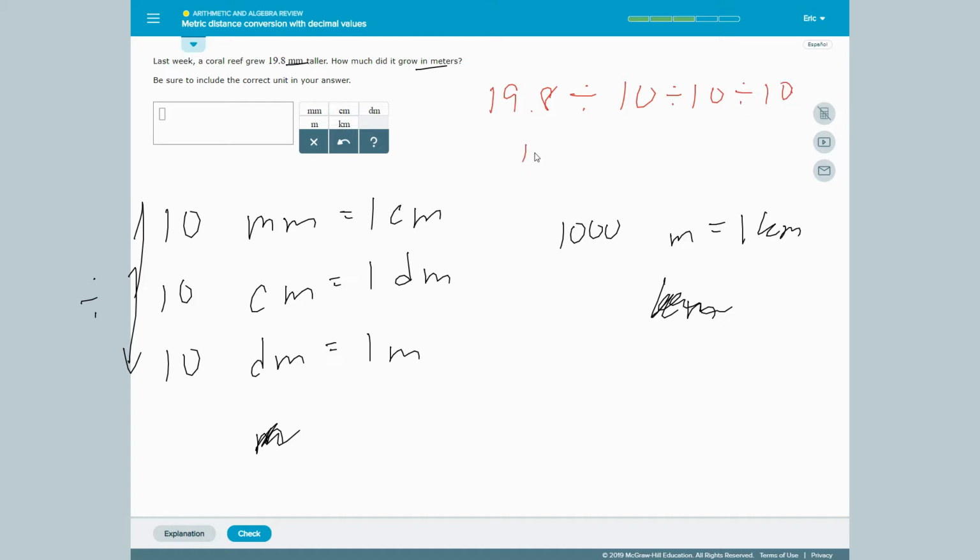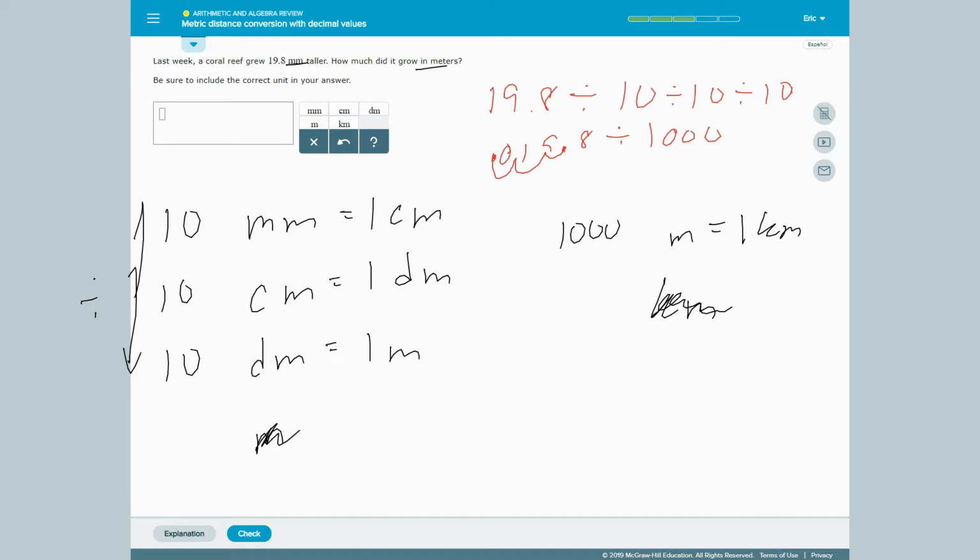Or altogether, I would just take my 19.8 and divide it by 1, 2, 3 zeros, 1,000. That might seem like a daunting task, but if you remember how to multiply and divide by powers of 10, you know that that's just going to be moving your decimal point. So right now, my decimal point is here. And since I'm dividing, I'm going to move it to the left. How many spaces? The number of zeros. So I have 1, 2, 3 zeros. So I'm going to move it 1, 2, 3 spaces and add in a ghost 0 for good measure.